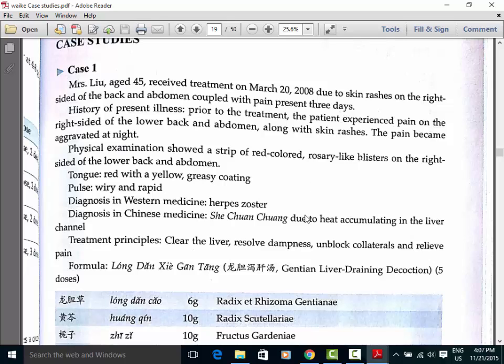We have a greasy coating, that's right, but that's it. You know, the pulse doesn't differentiate. I mean, a greasy coating from a TCM perspective absolutely could be present with damp heat as well. So from my perspective, there's just nothing that's uniquely damp about this case. It's just damp heat in the liver and gallbladder channel. So I'm treating it in that way.